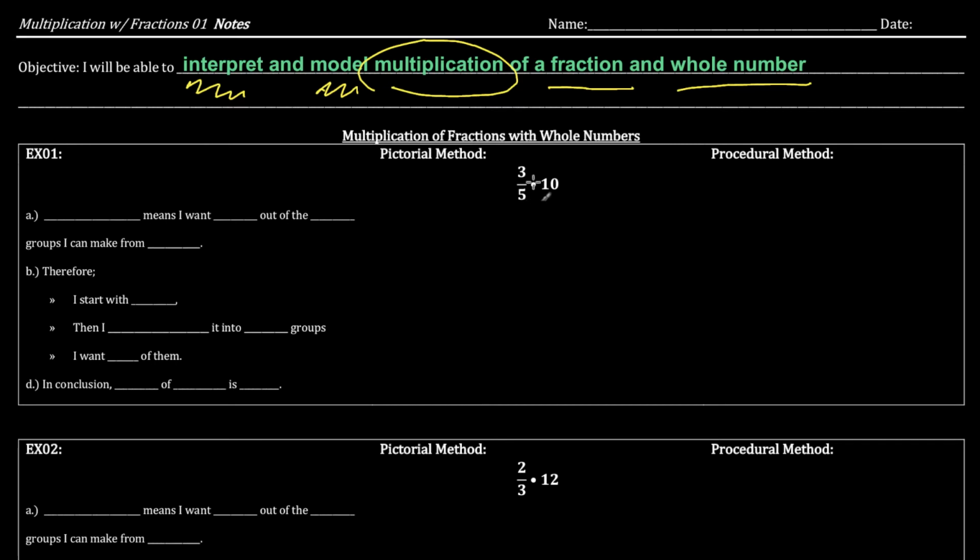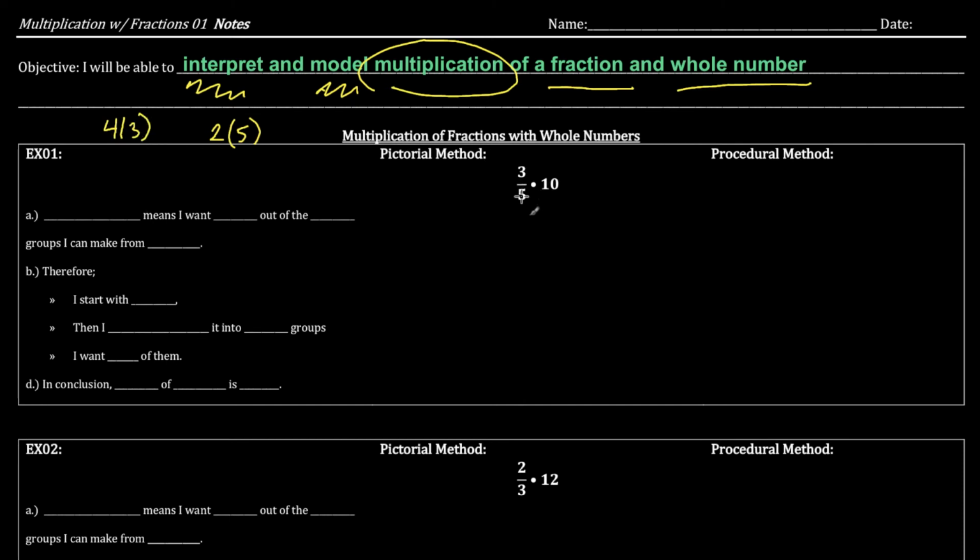Example 1 says 3/5 times 10. I want you to think about this. Normally you would do like 2 times 5. That means we want 2 copies of 5. That's one way you can think about it. Or if you do 4 times 3, you want 4 copies of 3.